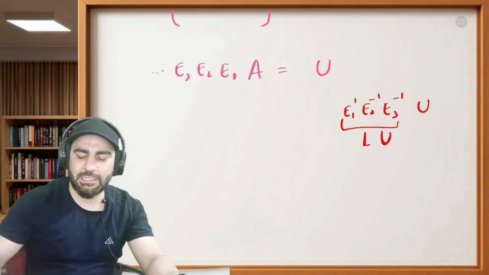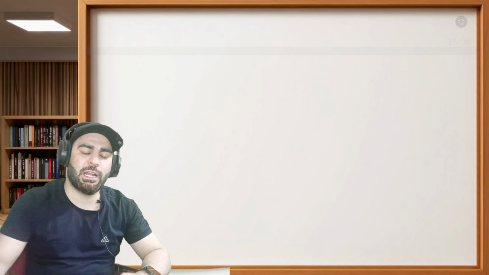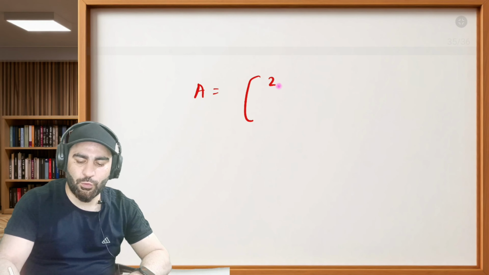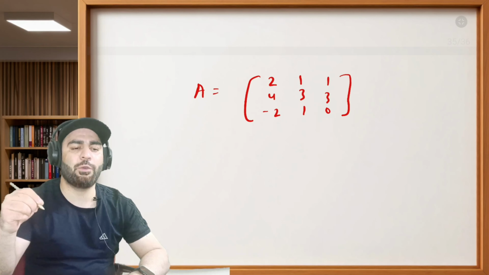To clarify it more, let's take a 3 cross 3 example, and we'll see that if we can multiply these inverses together, you will get a lower triangular matrix. Suppose we have this A, so A over here will be 2 4 minus 2, 1 3 1, 1 3 and 0. So now you have to factorize it.